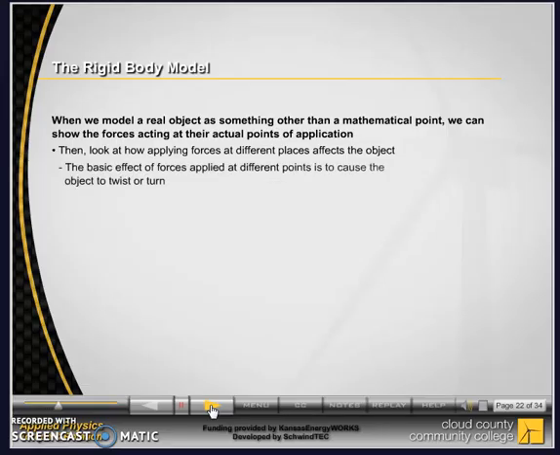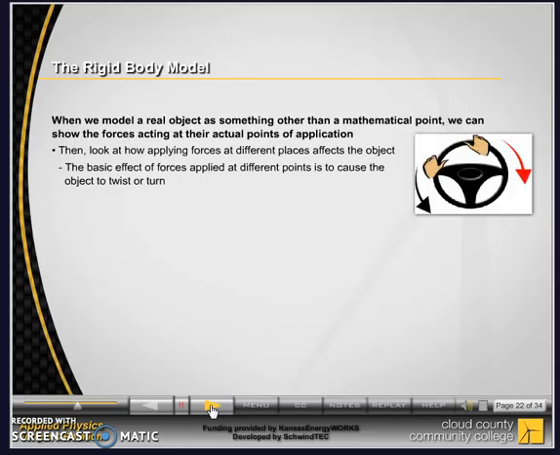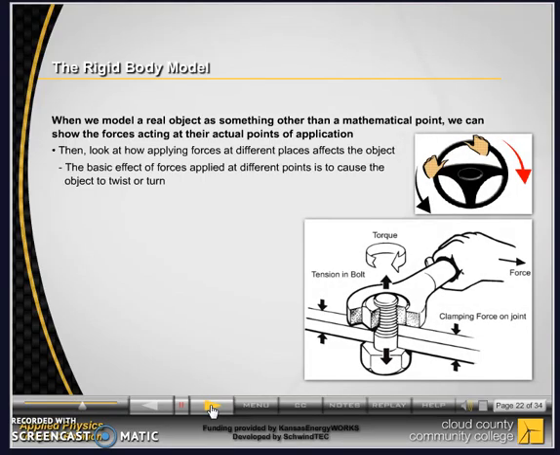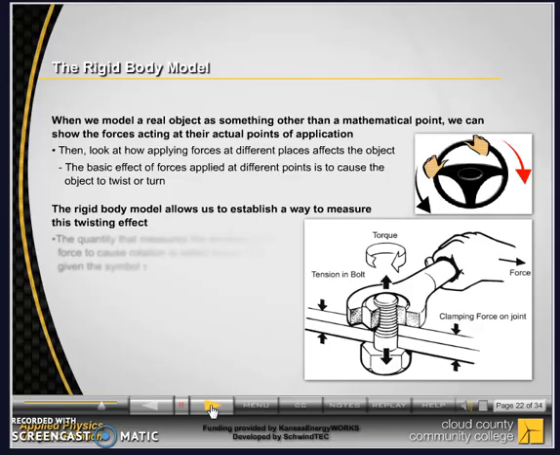The basic effect of forces applied at different points is to cause the object to twist or turn. Think about how your hands on a steering wheel cause the wheel to turn, or how a hand on a wrench can tighten a nut on a bolt. Using the rigid body model allows us to establish a way to measure this twisting effect. The quantity that measures the tendency of a force to cause rotation is called torque, and is given the symbol tau.